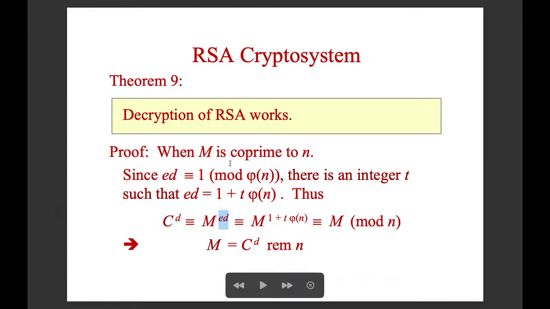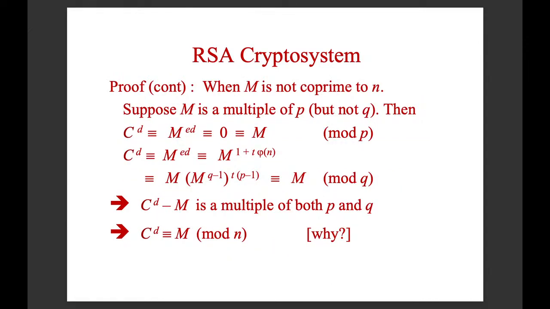Now, this handles the particular case when m is coprime to n. Then we can do something similar. So I will leave this for you to check. We actually have 3 more cases to consider. One is m is divisible by p but not by q. Recall that n is a product of 2 primes. So one case is m is a multiple of p but not q. The other case is m is a multiple of q but not p. And finally, m is both a multiple of p and q. So in any case, we will also see that m can be uniquely recovered. And so that's why the RSA cryptosystem works.